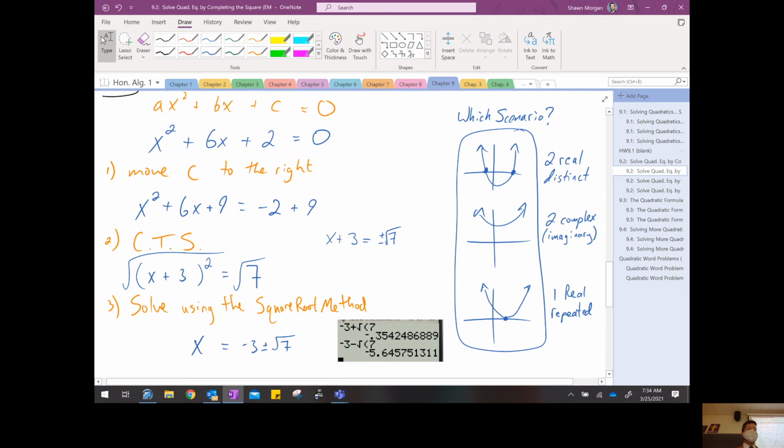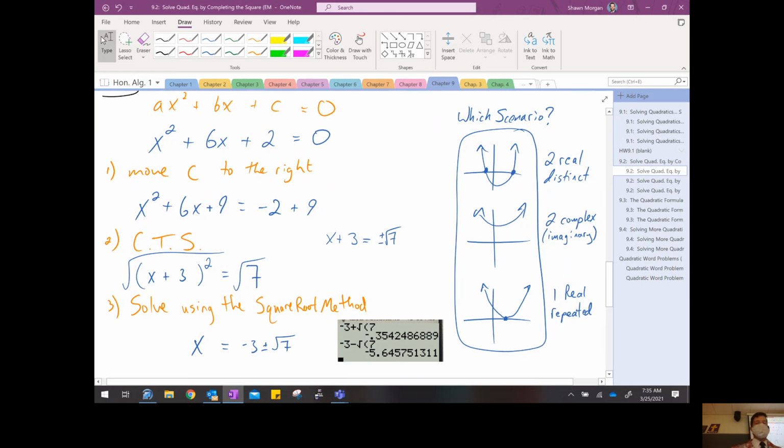So let's talk about what we've just found. What we've found down here, we solved this equation, so these are our solutions. What's a synonym that I've taught you for the word solution? Zeros, roots, or graphically speaking, x-intercepts. Negative 3 plus the square root of 7 is about negative 0.354 dot dot dot. Negative 3 minus the square root of 7 is negative 5.6457 dot dot dot. Whatever. These are two distinct real numbers, right? So which of those scenarios do we think? Our x-intercepts, there are two of them, and that's that top scenario.